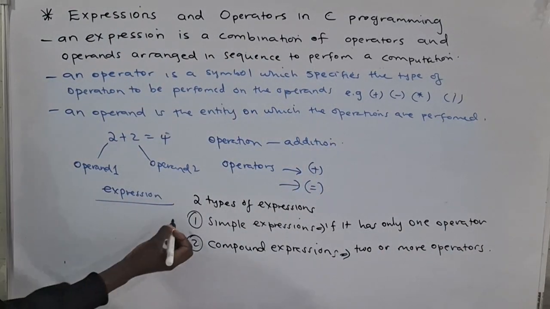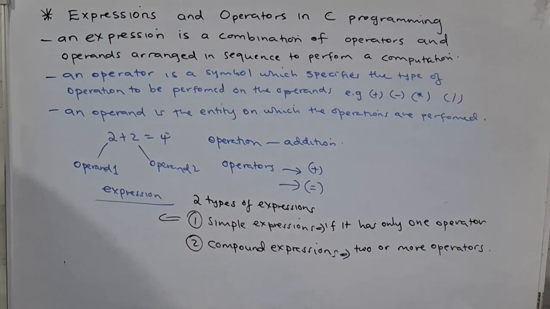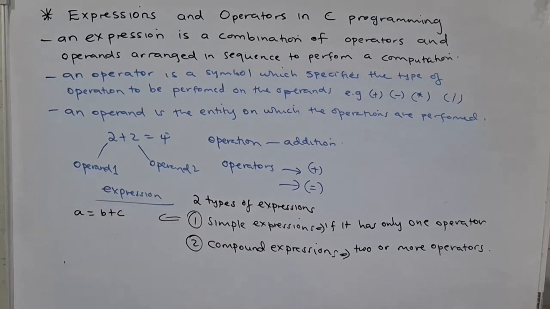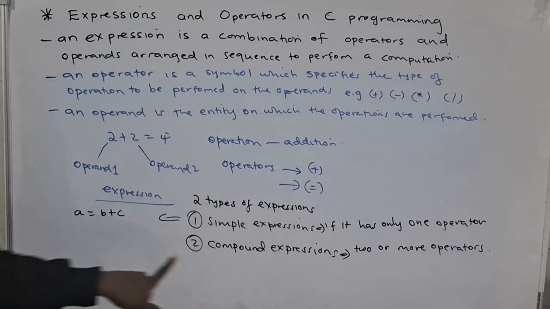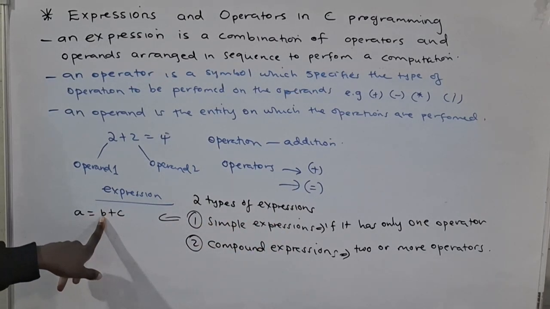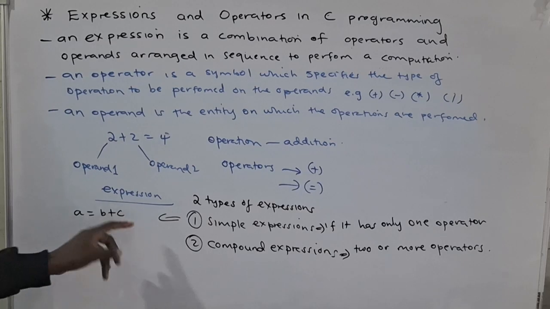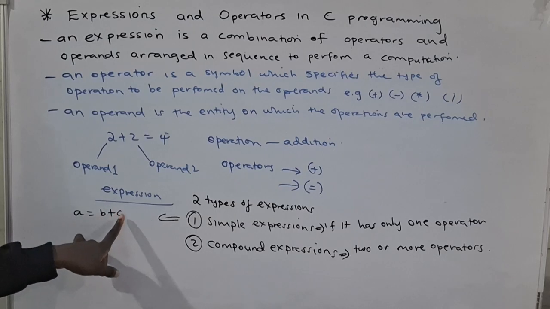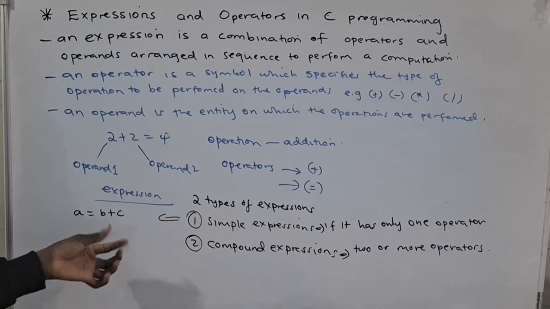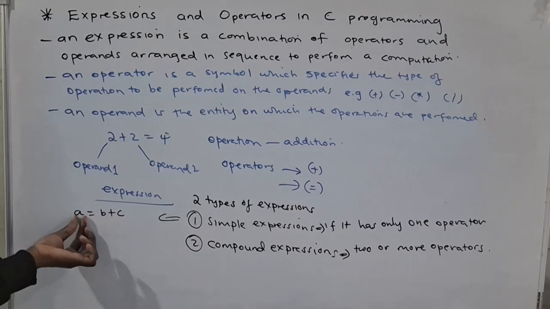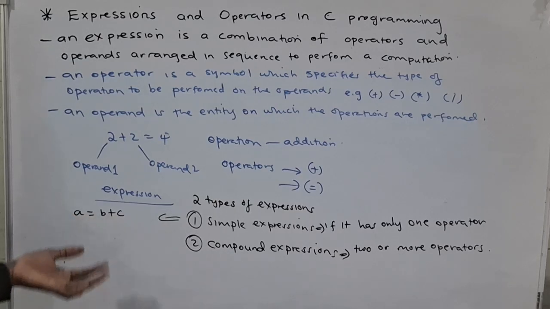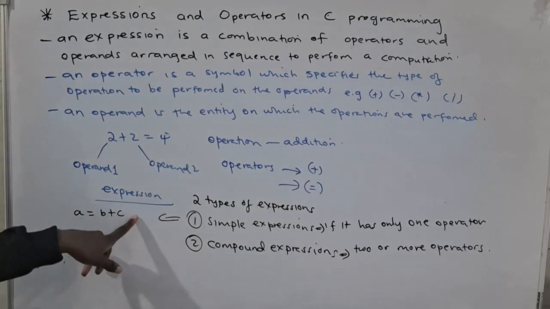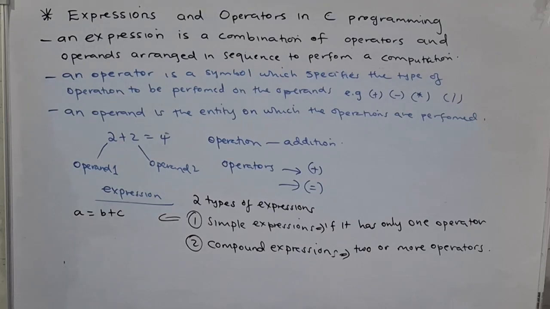For example, a very good example of a simple expression is A is equal to B plus C. B is the first operand, C is the second operand, and here I only have one operator. The sum is going to be stored in variable A. So in this expression, I have only one operator. That's why I am calling it a simple expression.